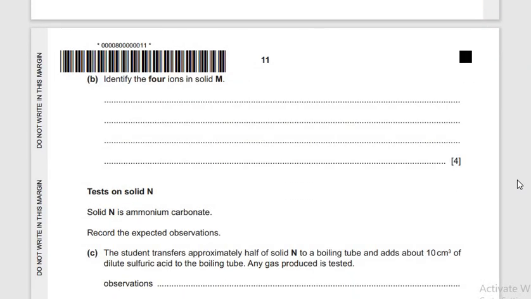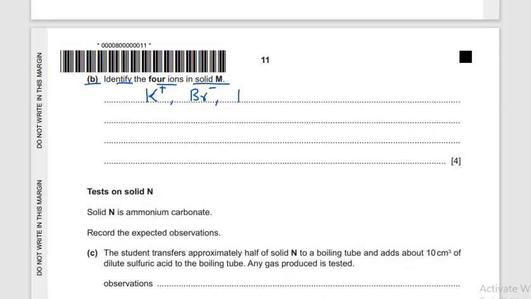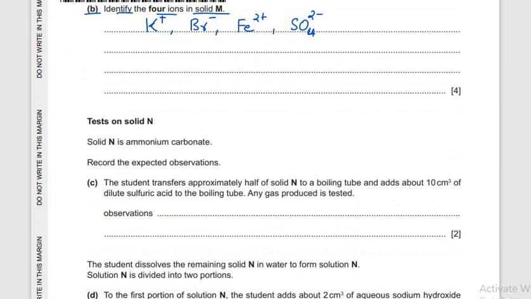In the next question, identify the 4 ions in solid M. We have already identified that one of our ions was potassium ion, then we had bromide ion, then the Fe2+ ion as mentioned here, and then the sulfate ion. So the 4 ions present in solid M are potassium, bromide, ferrous ion Fe2+, and sulfate ion SO4 2-.